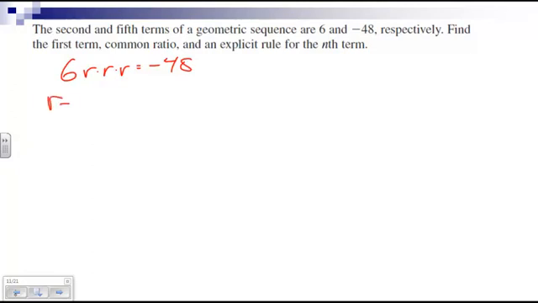Negative 3 says Edmund. Well, no. r is -2. The first term is -3. Okay. How'd you get the negative 2? Well, what I did was I divided -48 by 6, and since there are 4 terms right there, so there's the second, the third, the fourth, and the fifth. Divide -8 by 4, and r is equal to that. Or you can take the cube root.